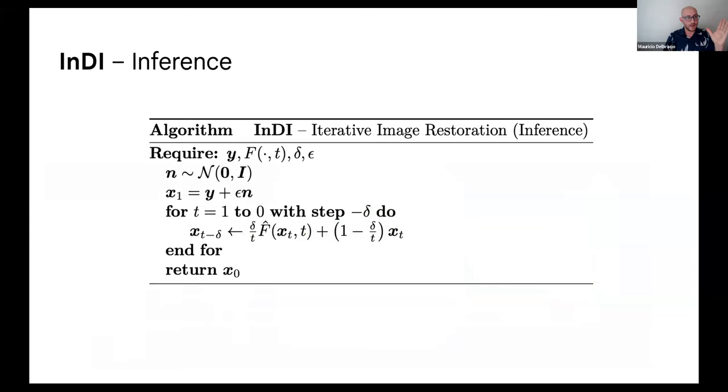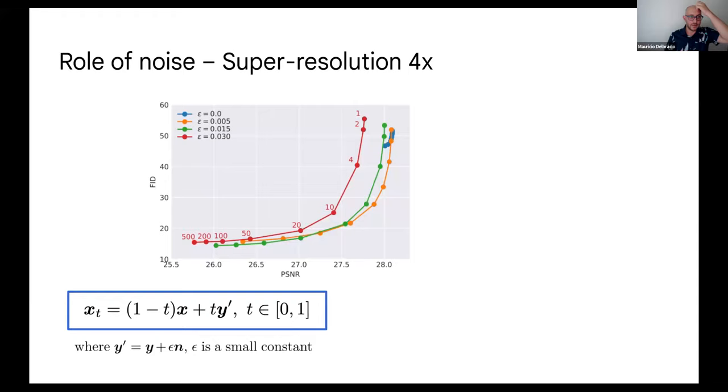Once we train the model, inference is very simple. Given the low-quality input image Y, if epsilon is greater than zero, we sample noise and add very little noise, and then we apply this recurrence formula as given by our procedure. When we reach t equals zero, that's it, this is our estimate. I mentioned this noise, and that it has a key role. Here you can see a comparison of different perception-distortion curves when we add different amounts of noise.